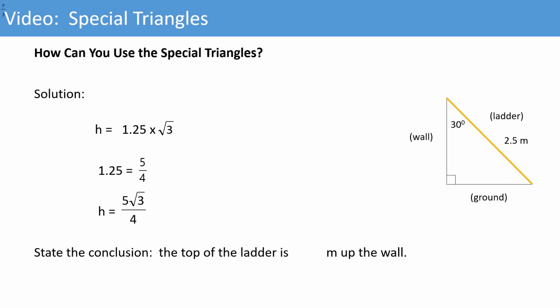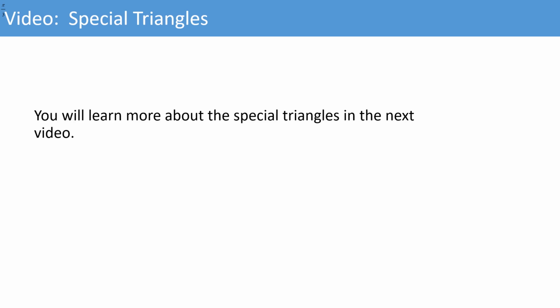So the conclusion: the top of the ladder is 5 square root 3 divided by 4 meters up the wall in exact value form. You will learn more about the special triangles in the next video. Stay tuned.